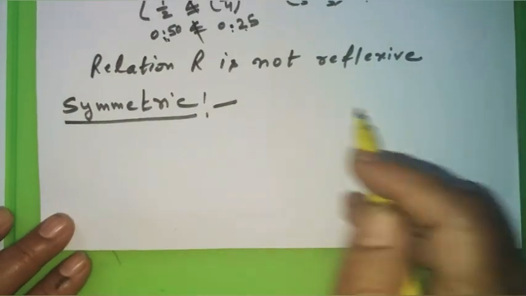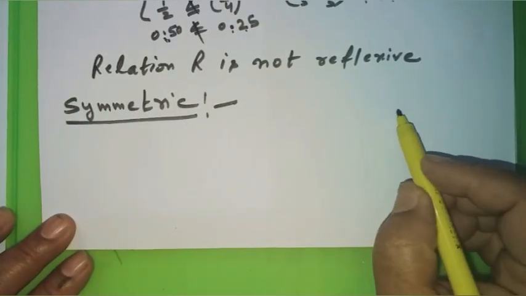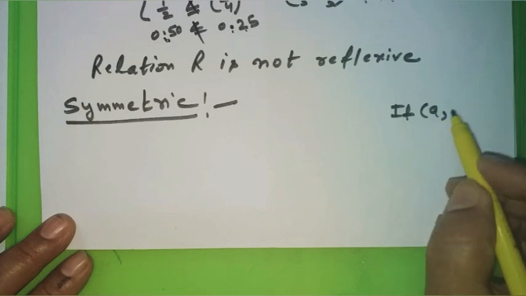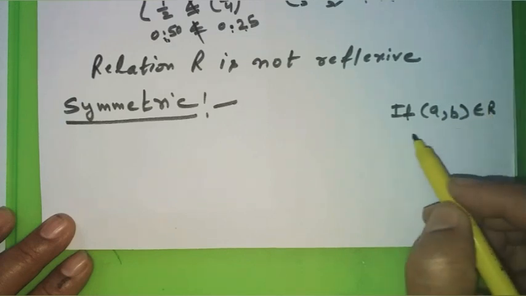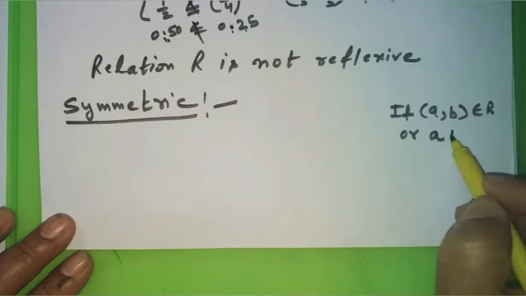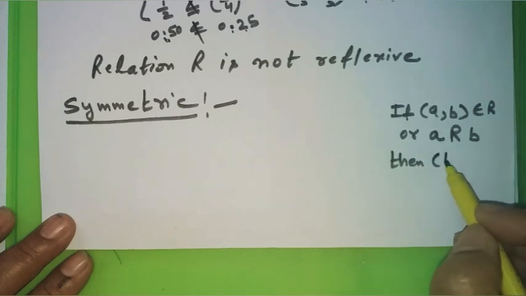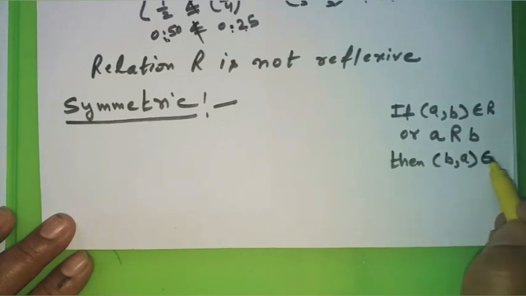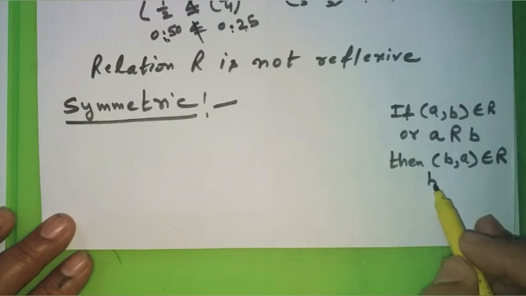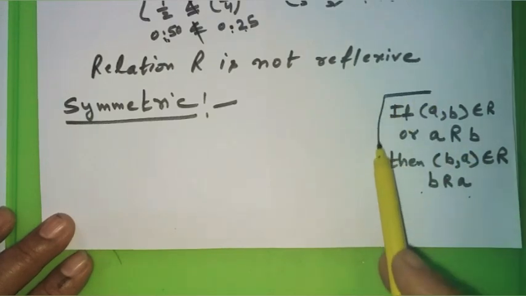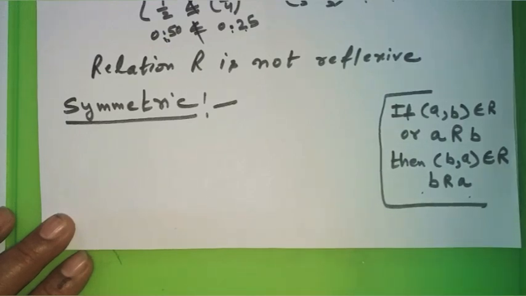So let me recall the definition of symmetry first. When we call a relation to be symmetric, if an ordered pair (a, b) belongs to R, or if an element a is related to b, then its reverse ordered pair (b, a) should also belong to R. That is, b should be related to a. So, if a is related to b, then b should also be related to a. If this happens, in that case we say that the relation R is symmetric.